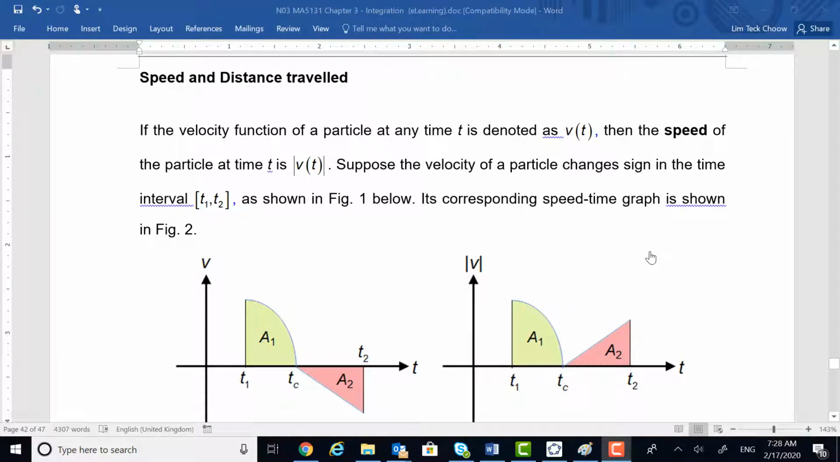Now let's look at speed and distance traveled. Say, for example, this is the velocity-time graph of a particle. Then the speed-time graph, the modulus of the velocity being the speed, of the same particle would be like this. You can see this is above the x-axis. When this is below in the velocity-time graph, this portion is flipped above in the speed-time graph.